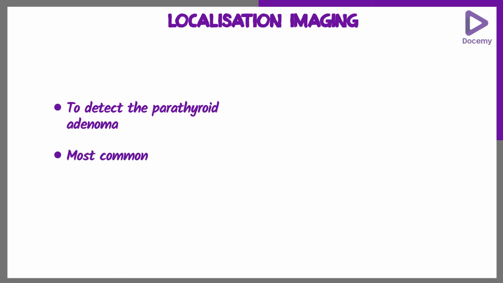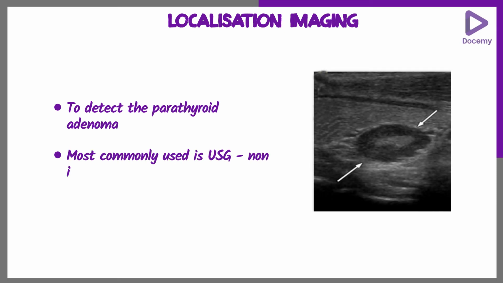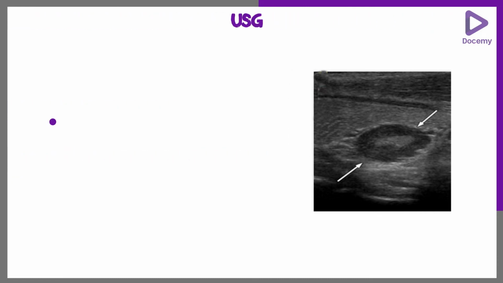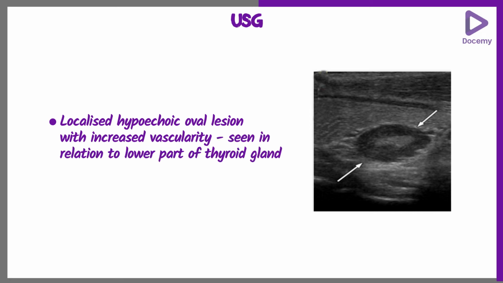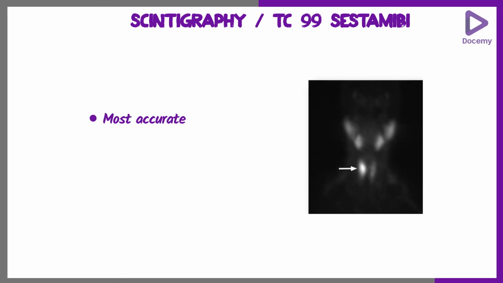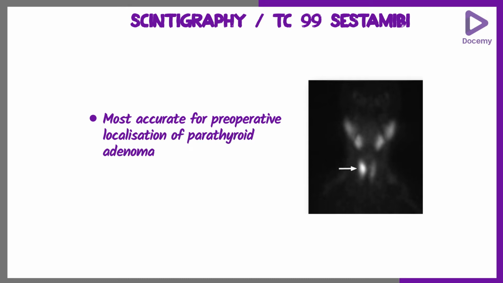Most commonly used is USG, which is non-invasive and less expensive. A localized hypoechoic oval lesion with increased vascularity is seen in relation to the lower part of the thyroid gland. And the scintigraphy or technetium-99m sestamibi scanning is the most accurate method for a preoperative localization of parathyroid adenoma.